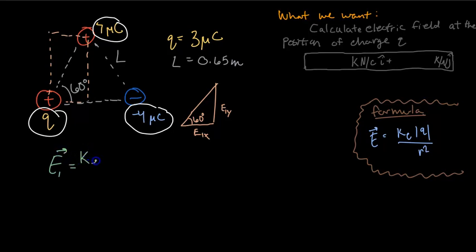equals our Coulomb constant times the charge, which we know, because this is our source charge. Our charge here is 7 microcoulombs, so that's 7 times 10 to the power of -6. And then we divide it by the distance between them, which is L, and our L is 0.65 squared.